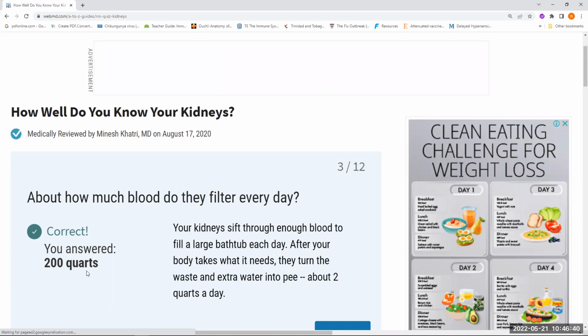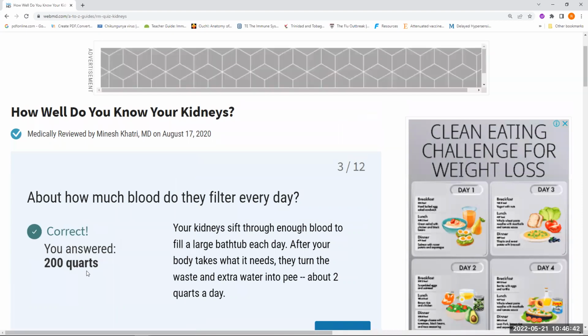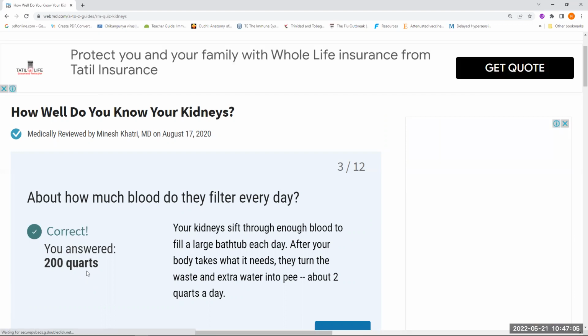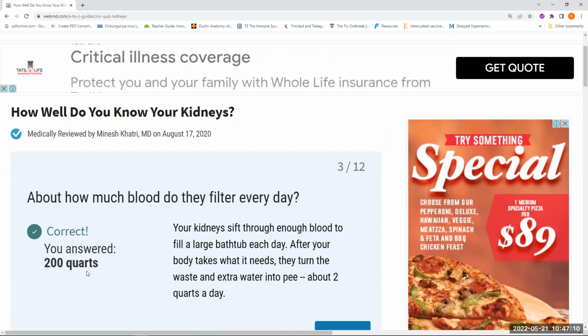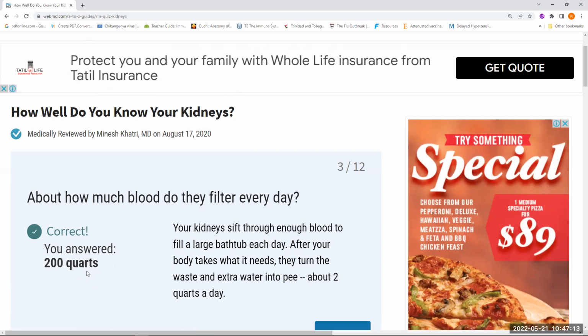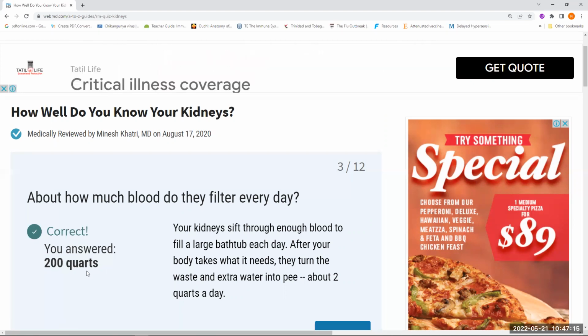I applaud you for standing up and giving it a go. Oftentimes you think the kidney is so small that it filters just a little bit, but over the course of a day, isn't this absolutely mind-blowing? 200 quarts. Wow. How much is 200 quarts in liters? Let me run that conversion, because really we deal in liters. One quart is 0.95 of a liter.